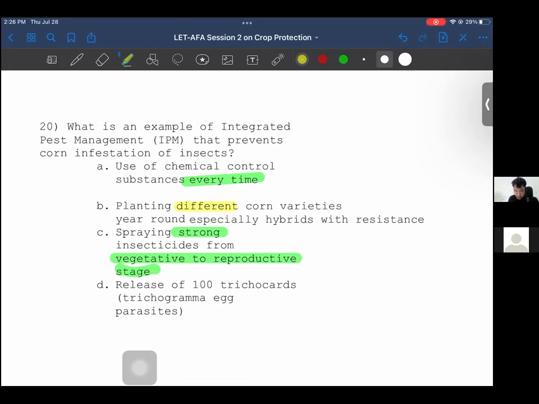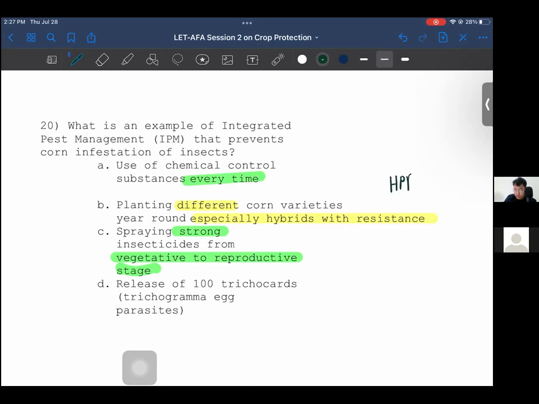And na-highlight din dito, especially hybrids with resistance. Hybrids with resistance are produced using, ito HPR ang tawag dito, host plant resistance. So this is used with the technology of biotechnology. So we have a biotechnological approach. Meron tayong host plant resistant approach.